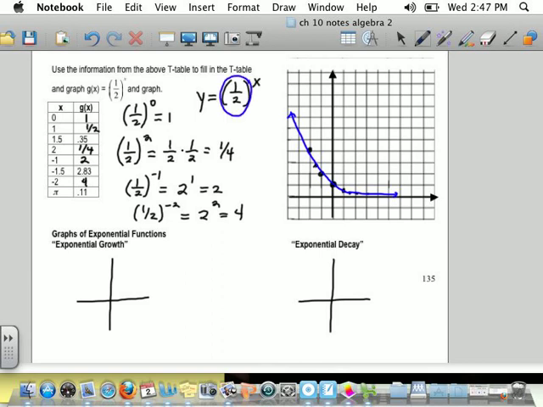All right, so exponential growth is going to look like that. Exponential decay looks like this. And notice both of them went through the point (0, 1). That's because both of them were in the form y equals b to the x. So if I plug in 0 for x, I get b to the 0, and b to the 0 is just 1. So both of them have the point (0, 1).